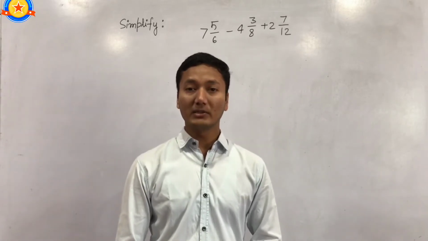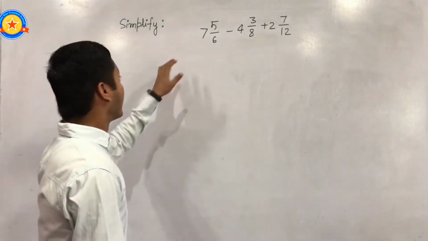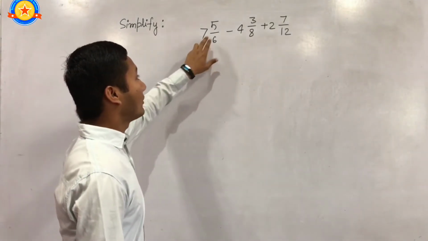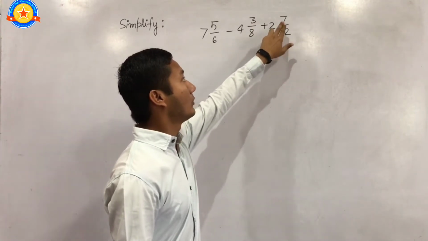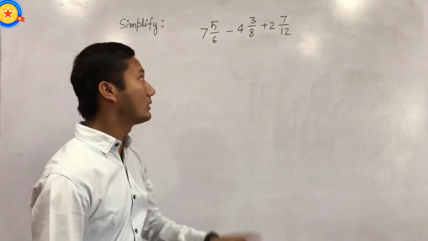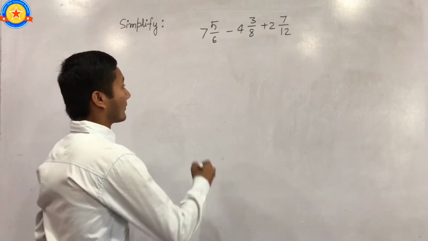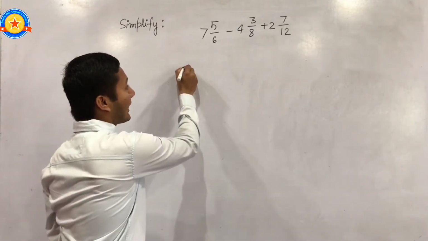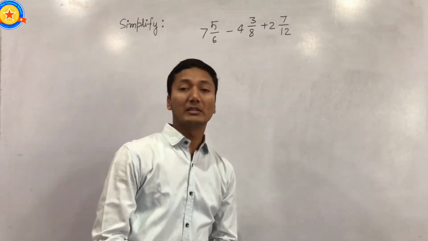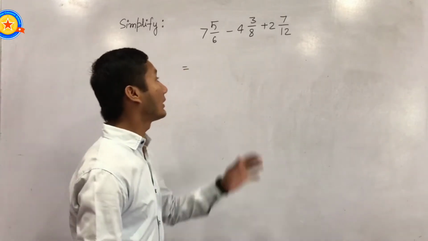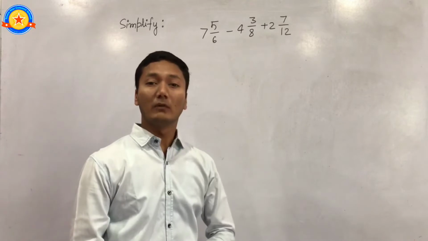So in this series our first question is: simplify 7 whole 5 by 6 minus 4 whole 3 by 8 plus 2 whole 7 by 12. Now we will solve this question. First of all, if we have to solve any question which is coming in mixed numerals, then our first step is to convert these mixed numerals into fractions.